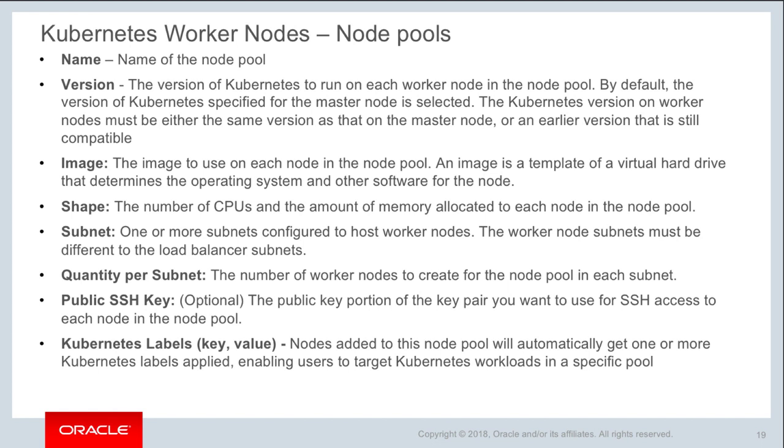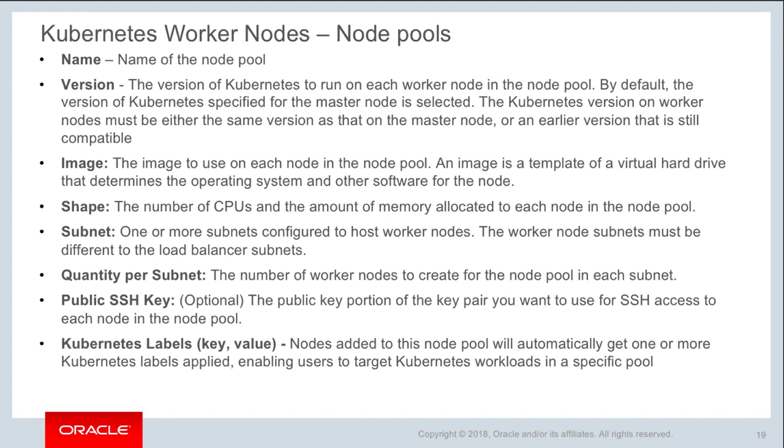On the next screen, it also would ask details about the worker nodes. So in the worker nodes, you again provide a name of your node pool, the version of Kubernetes to run on each worker node in the node pool. By default, the version of Kubernetes specified for the master node is selected here. And the Kubernetes versions on worker nodes must be either the same version as that on the master node or an earlier version that is still compatible. So there can be a difference of, I think, a maximum of two versions between the master and the worker nodes. So you just need to make sure that whichever version you are selecting is compatible. It then asks you the image source.